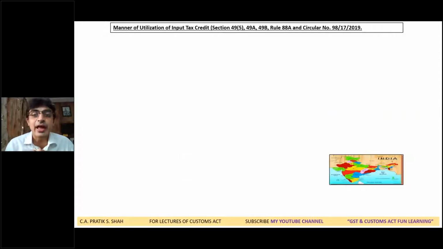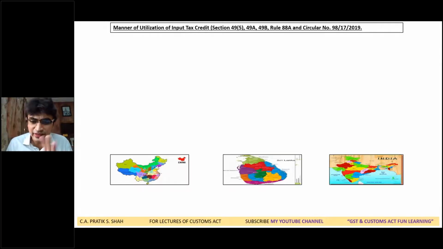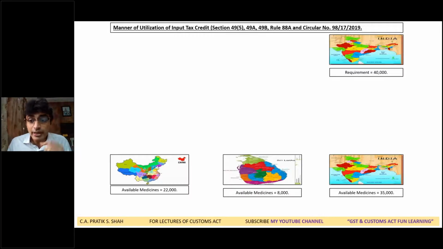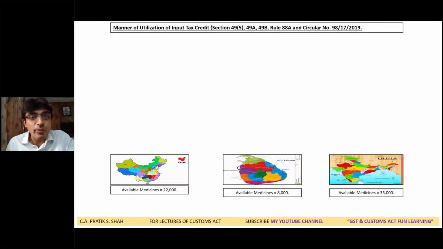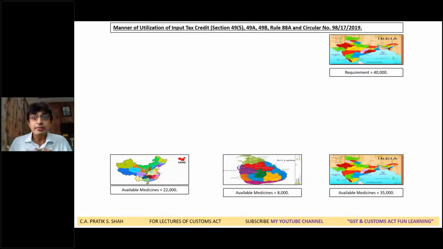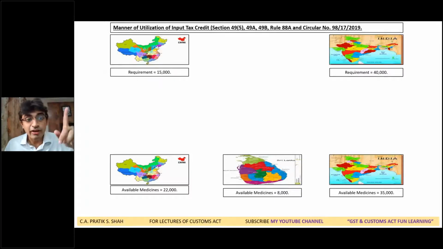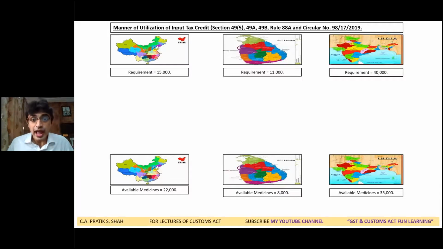Now, the same example, again I'm repeating in a different way. See, there is the same India, China, Sri Lanka. But now India has medicine of only 35,000. Demand is 40,000. So there is shortage in India. China available is 22,000. Demand is only 15,000, surplus. And Sri Lanka available is 8,000, always shortage. Requirement is 11,000. So now you being an Indian, what will you touch first? First you will touch IGST. First you will touch India.